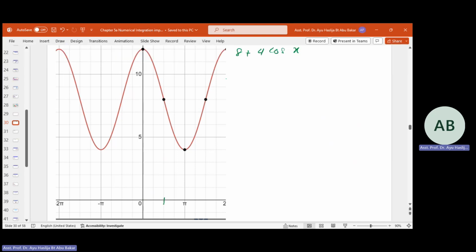Next one is the 4 segments. So 4 segments between 0 to pi over 2, 4 smaller segments. So you will have smaller error compared to the one segment just now. That's why the more segments you have, the less error you get. Now try to find out the actual value for this integration from 0 to pi over 2 for this function. What is the true value?